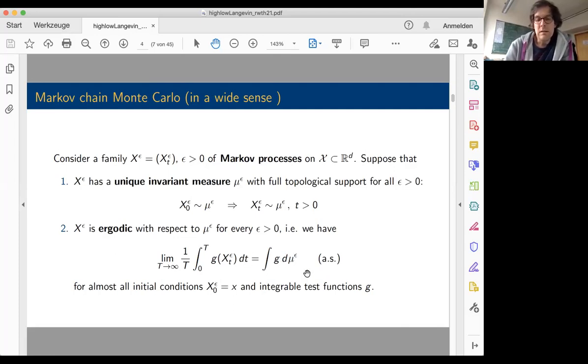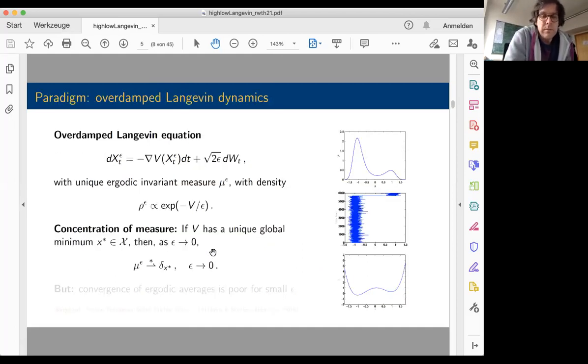So we can replace what physicists call the ensemble average with a time average over this function g of x along the realization. And this is an almost true equality that holds for any or almost any initial condition and any reasonable function g. Okay, so that's the idea of Monte Carlo or Markov chain Monte Carlo.